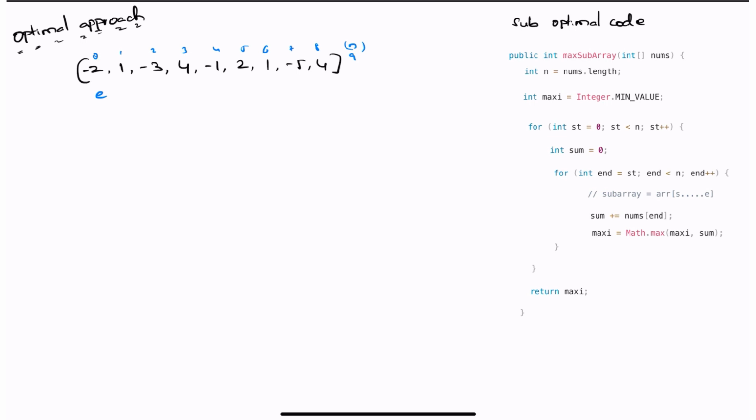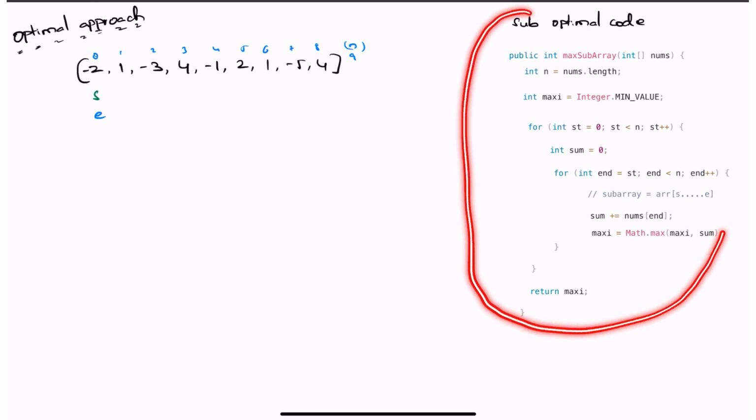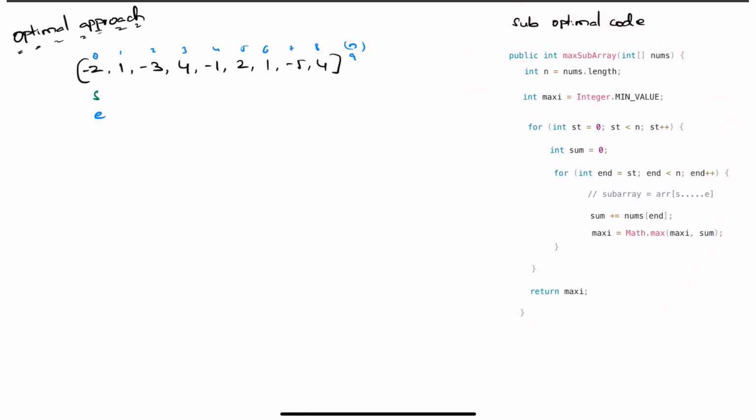So let me show you the optimal approach. In the optimal approach, instead of using two pointers, the starting pointer and the ending pointer, for generating the subarrays and calculating the summation, we can use only the end pointer itself. I wrote the suboptimal code on the right-hand side of this page. The modified version of the suboptimal code is the optimal code.